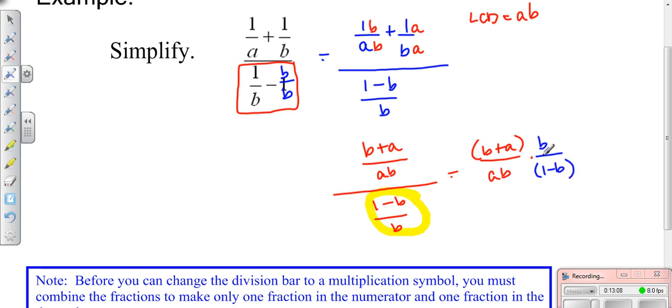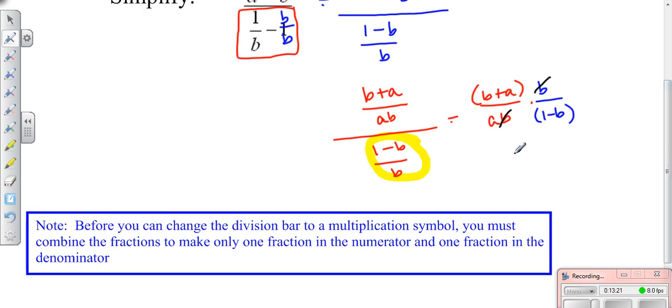And since we're multiplying, we don't have to worry about common denominators. We can go ahead, and if I have all multiplication, I can cancel. And so I end up with b plus a all over a times 1 minus b. And I can leave it in that form.